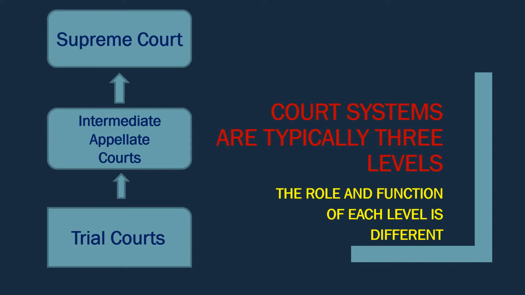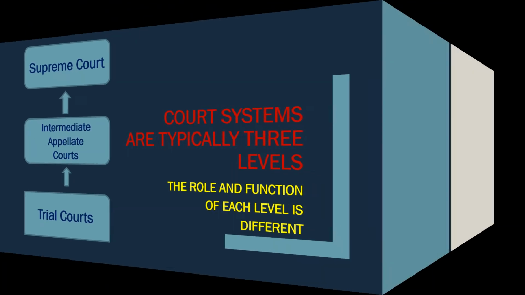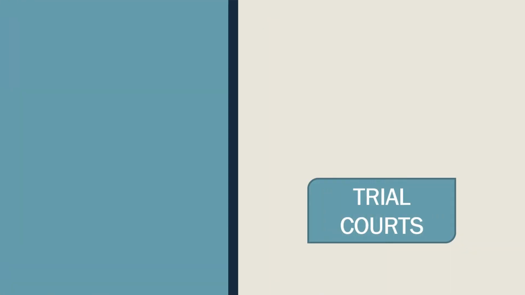Some states, just as an example, actually have two courts at that Supreme Court level. So there are some distinctions there, but generally these are the three levels that you're going to find in court systems, whether we're talking about Texas or the federal court system. So let's look at that bottom level, the trial courts.